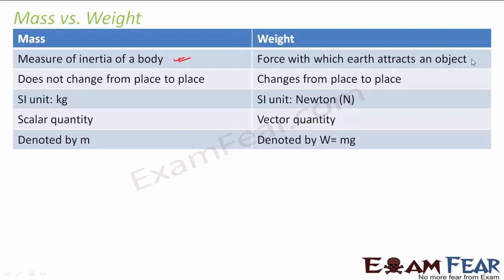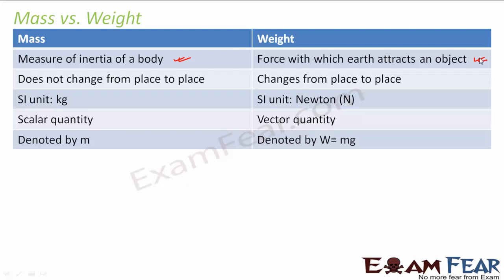Whereas when I talk of weight, it is the force with which the earth attracts an object. As I told, as per Newton's universal law, every object attracts every other object, right? So the earth as a whole attracts every object present on the earth. The force with which the earth attracts any object is known as the weight of that object. Let us suppose I say 10 kg of potato. That 10 kg is nothing but the mass of the potato. But when I say what is the weight of that 10 kg potato, that weight is the force with which those 10 kg of potatoes are attracted by the earth.